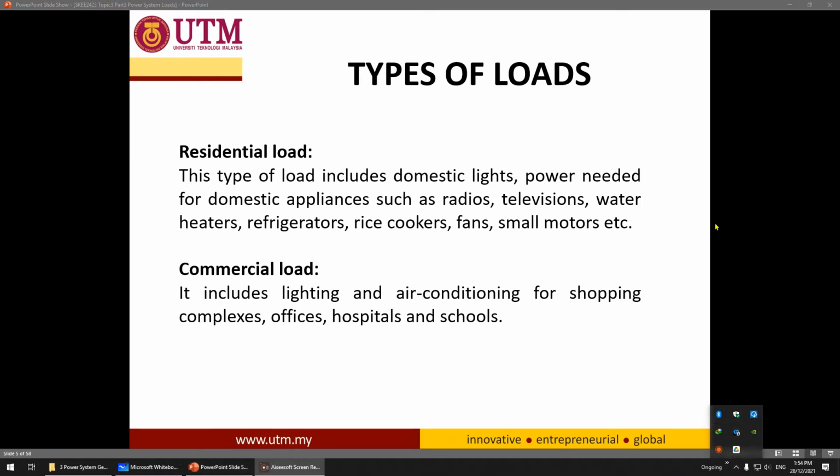So there are two types of load, either residential load or commercial load. Residential is basically domestic, like power for domestic appliances like radio, television, water heater, refrigerator and so on. For commercial load, it is lighting and air conditioning for shopping complexes, offices, hospitals and schools. So basically commercial load is for business, residential is for living.